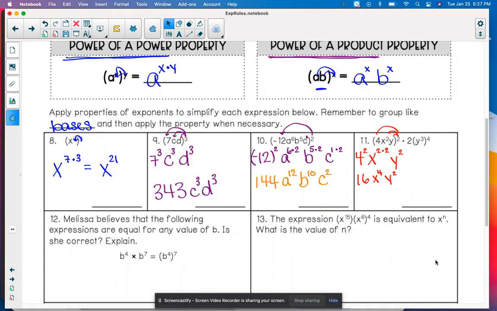Okay, let's look at the next one. So with this one, you're only distributing the 4 to whatever's on the inside of the parentheses. So I'm going to bring down my 2, and I have y to the 3 times 4.